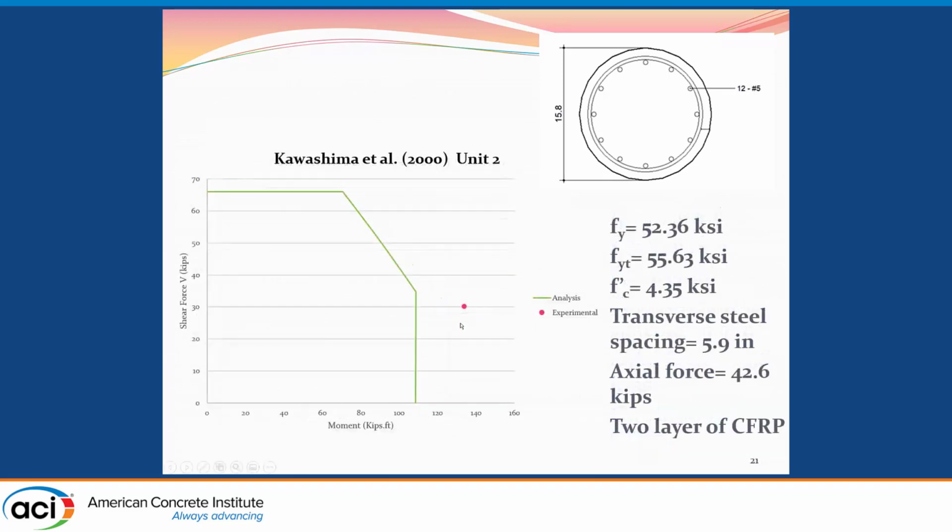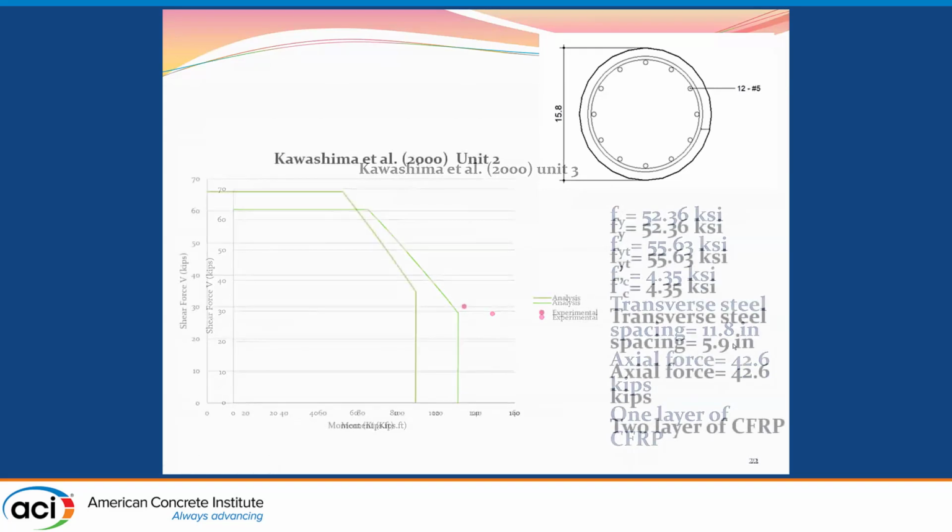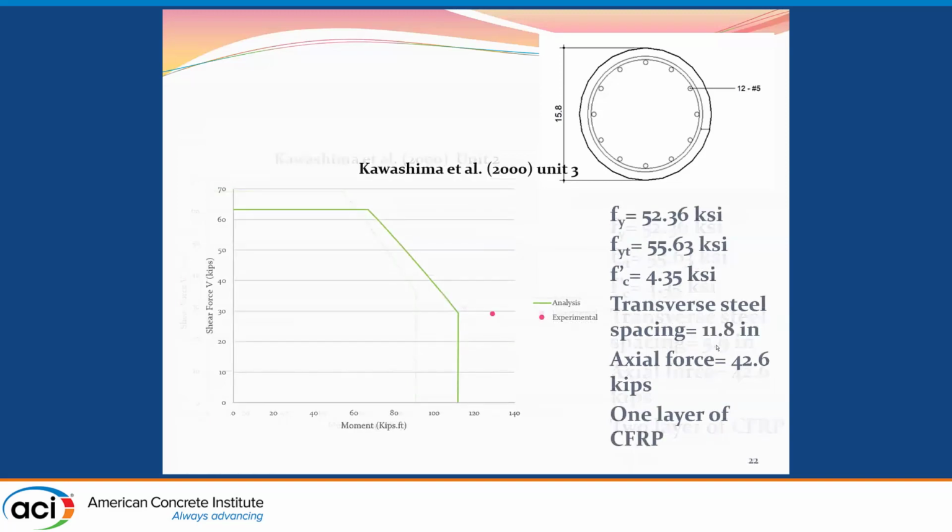This is another unit from Kawashima et al., 2000, but in this case, with the same axial force, he has 2 layers of carbon FRP. And then he has 1 layer of carbon FRP, but he increased the spacing to almost 12 inches, compared to 5.9 inches in the previous unit.